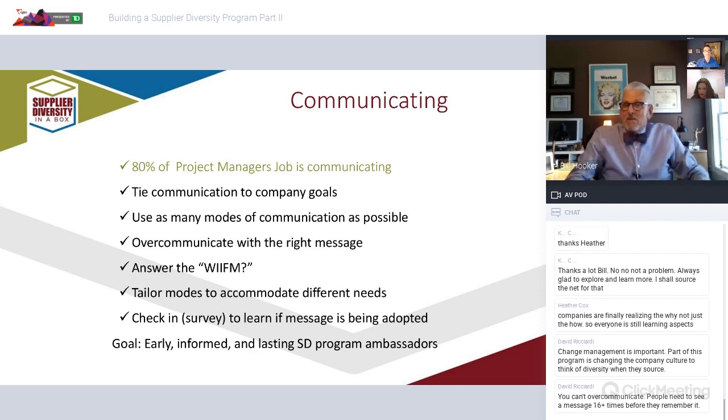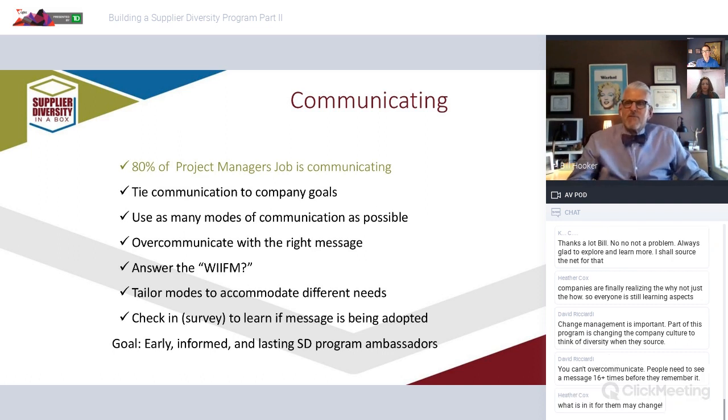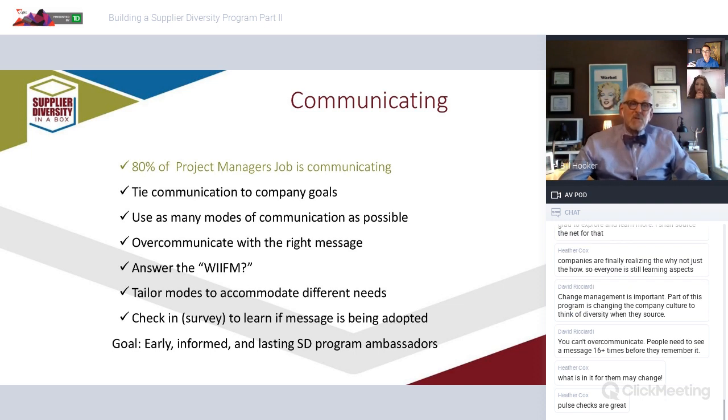I'm also all about doing pulse checks throughout your program. I encourage clients to send out internal surveys, and when appropriate, external to their supply base. What is your understanding of supplier diversity? What do you think about it? How are we doing? Are you getting any interest? Do you know of any diverse suppliers out there? And the goal here is to create ambassadors and create them early on and make them lasting sources of support for your group and for your program.